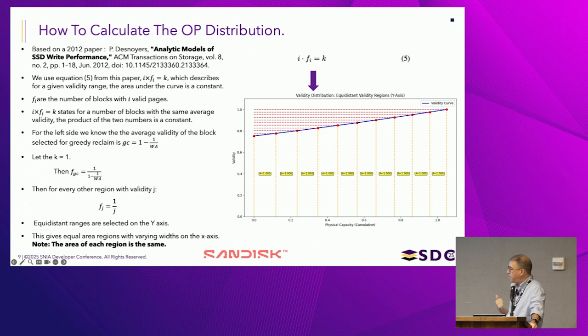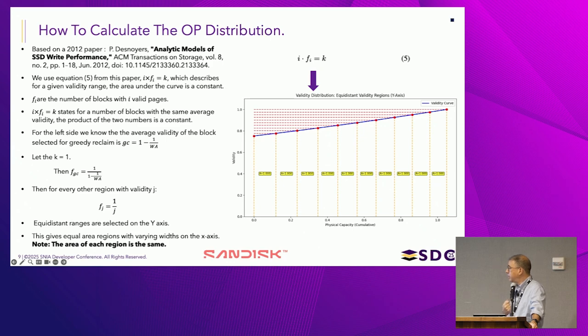And in that paper, the main equation that people were interested in was an equation that described the relationship between write amp and over-provisioning. So it gave one of the first equations that described, given an amount of OP in a drive, what would be the write amp? And from that write amp, you could deduce a lot of things like what would be the expected performance. But there was another equation in there, equation 5, which is also interesting because it's I times F sub I equals K. Because this equation describes how the OP is distributed through the media within the drive.